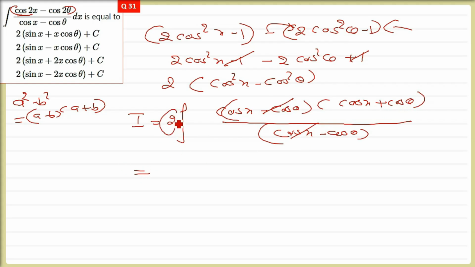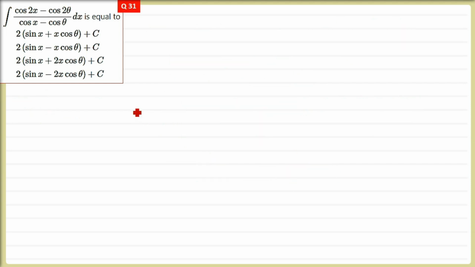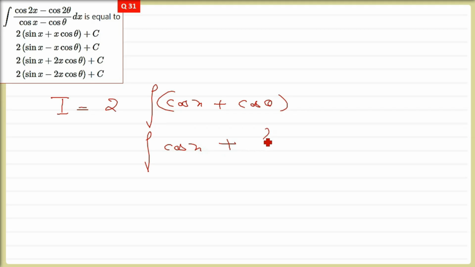So let's deal with this 2 later, and we have to integrate cos x and cos theta separately. I mentioned to you cos x is cos x, but cos theta is just any other constant. So let me write it again. I equals twice of integration of cos x plus cos theta. We will separate them out and integrate separately. Integration of cos x and integration of cos theta. Cos x integration is sin x and cos theta is sin theta.